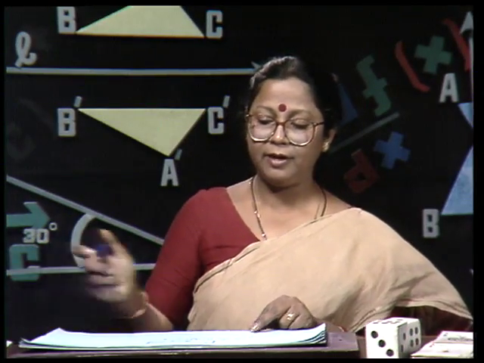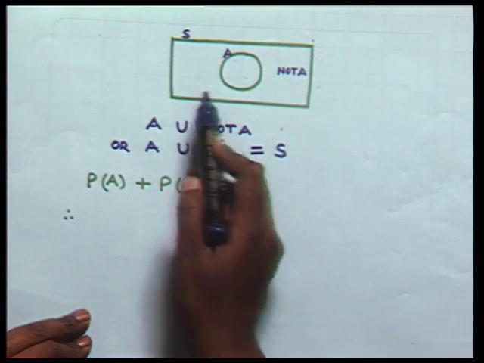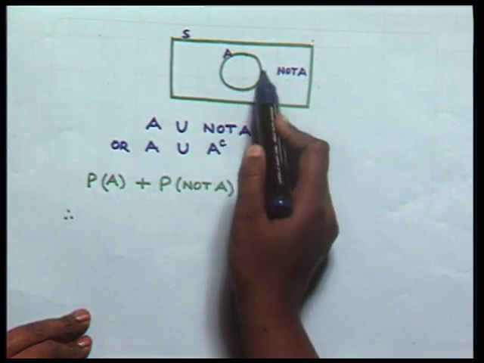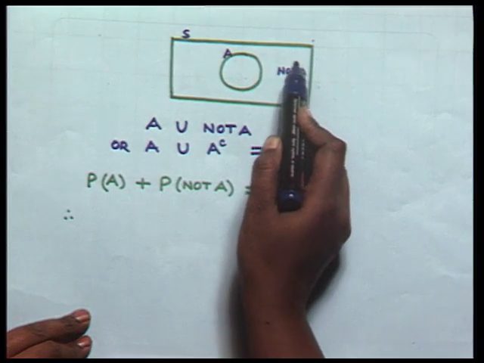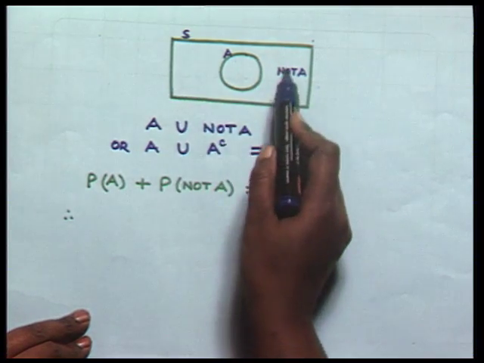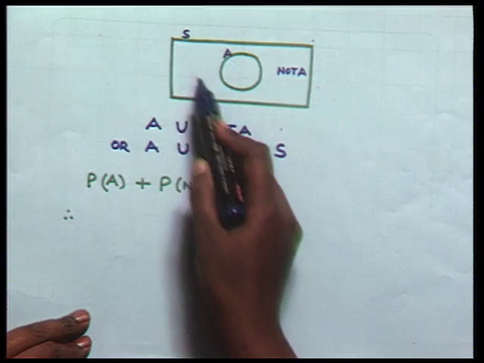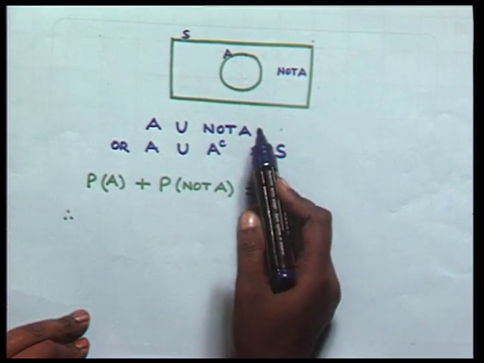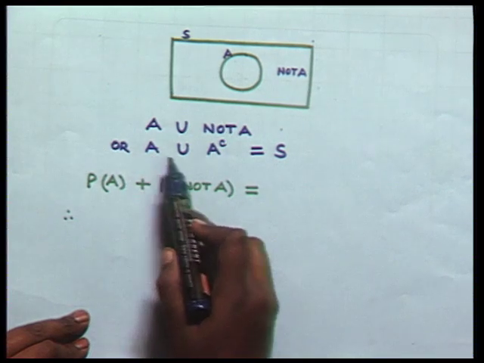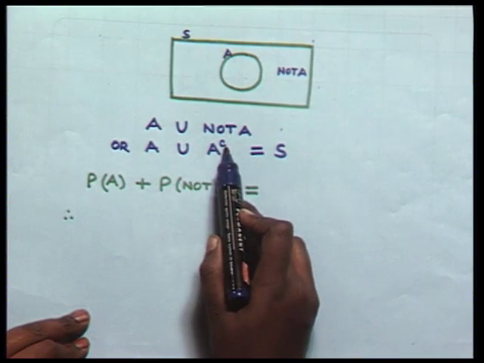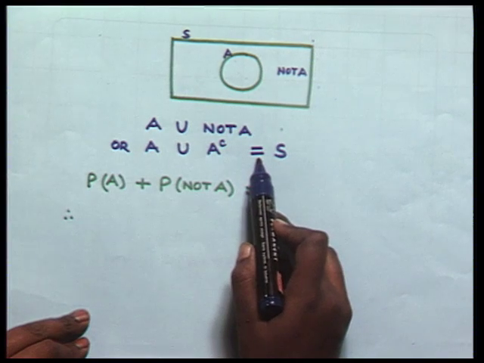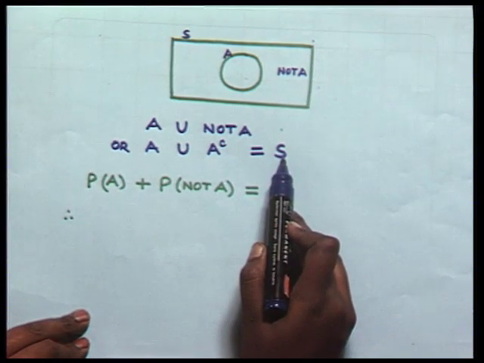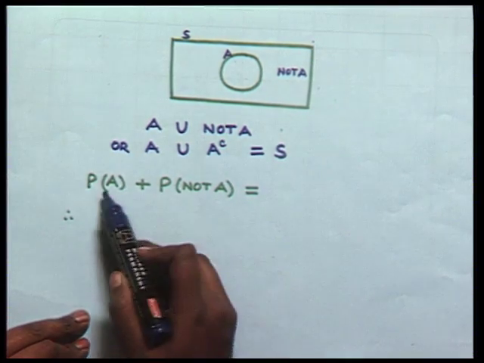By Venn diagram, we can show this as follows: if this is the sample space, and if this is the event A, then event not A is represented by this space which does not contain A. Also, A union complement of A, or the event not A, gives us the sample space.